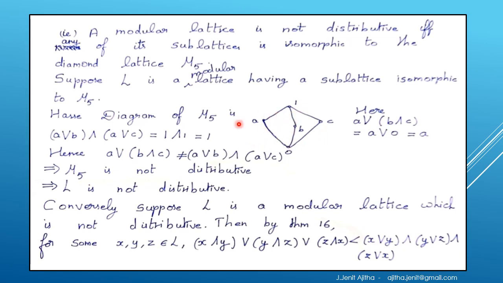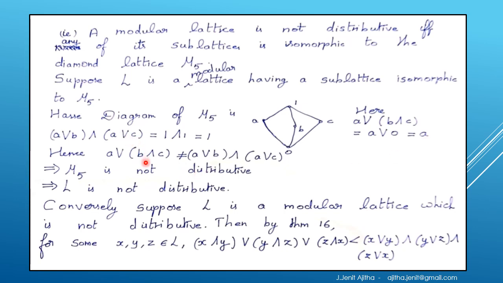And you can see in this diagram A join B is 1, and A join C is also 1. So 1 meet 1 will be equal to 1. But on the other hand, A join (B meet C) will be equal to A join 0, since B meet C is the lower bound, that is 0. The upper bound of A and 0 will be A. So A join 0 is equal to A.